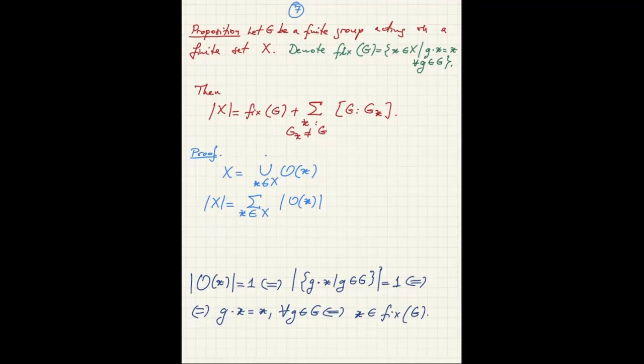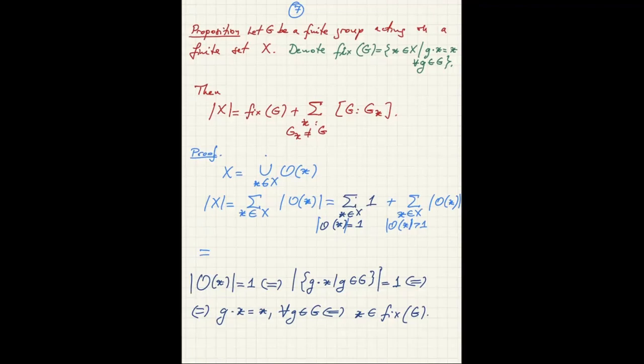Okay, so now if we go back to this sum here, it splits. It has two parts. One is the summation over all x in X with the orbit of x having cardinality 1, of 1, plus the sum over x in X with the orbit of x bigger than 1, of the cardinality of the orbit of x.